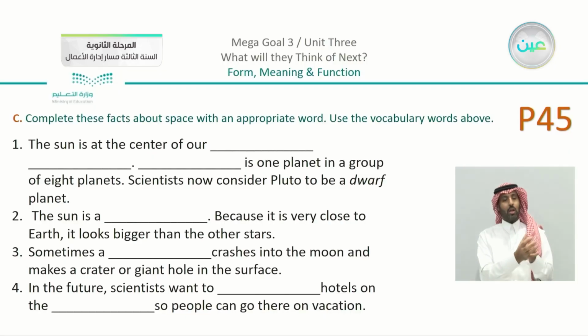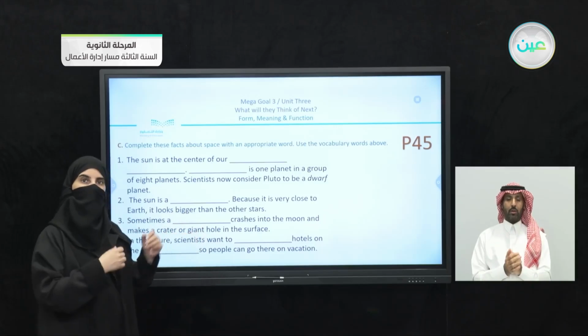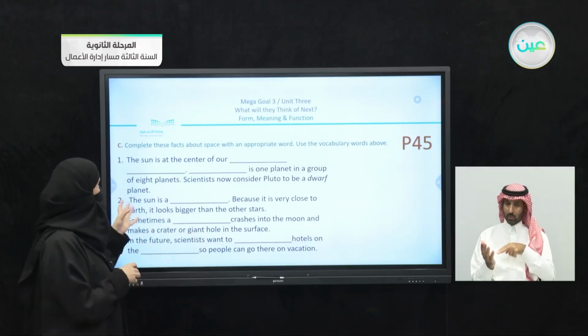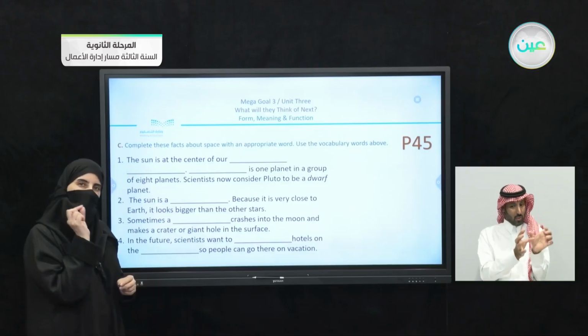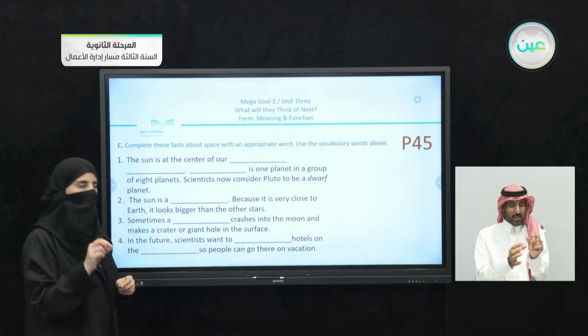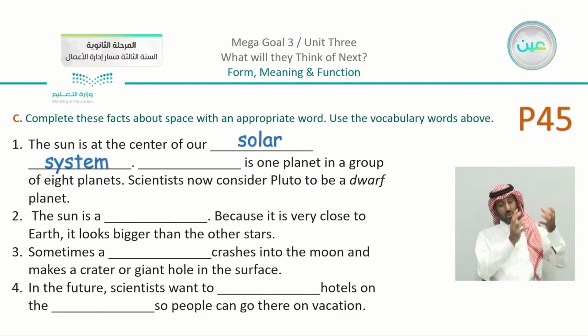Now, let's just see here that we have here complete these facts about space with an appropriate word. Use the vocabulary words above. So in the book, you do have the words that we just took a look at. We have number 1, the sun is at the center of our blank. Actually, you have 2 blanks. So just watch out for the smallest details that we have here, the full stop between the 2 blanks. So we can say that the sun is at the center of our solar system.